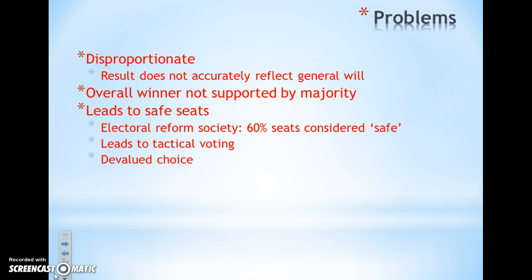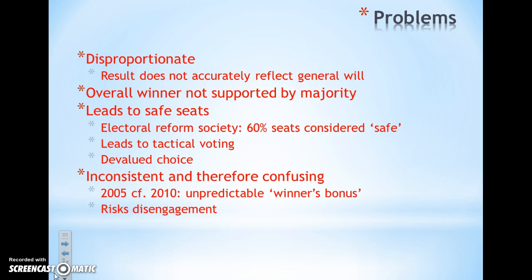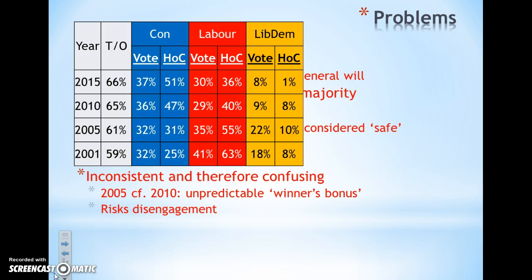People become disillusioned. They realise that they can't actually change it, and as a result of which, we lead to tactical voting and devalued choice, and also apathy. Again, we'll explore that in class. Finally, it's inconsistent and therefore confusing. And we can see that here.